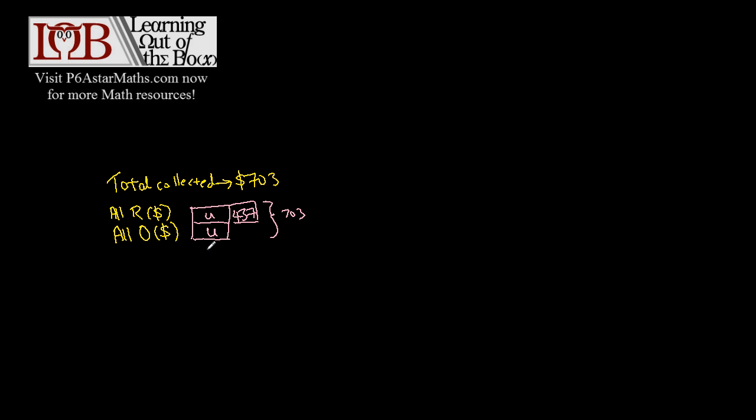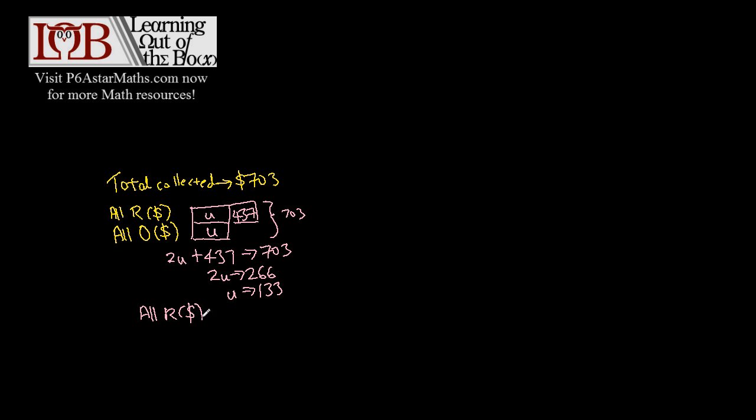Let's write the units. So you can see that 2 units plus 437 is 703. So let's find 2 units, which is 703 minus 437, which is 266, and 1 unit is 133.